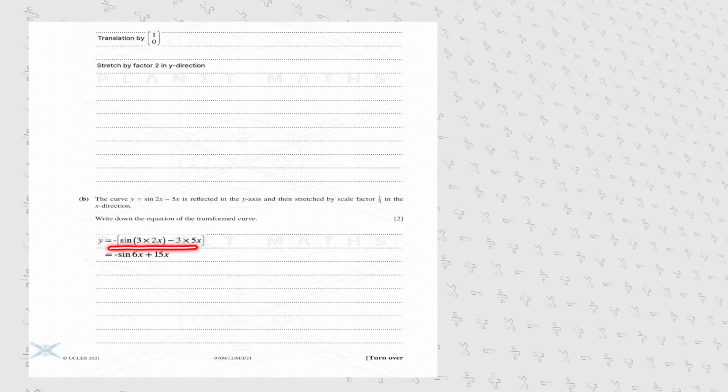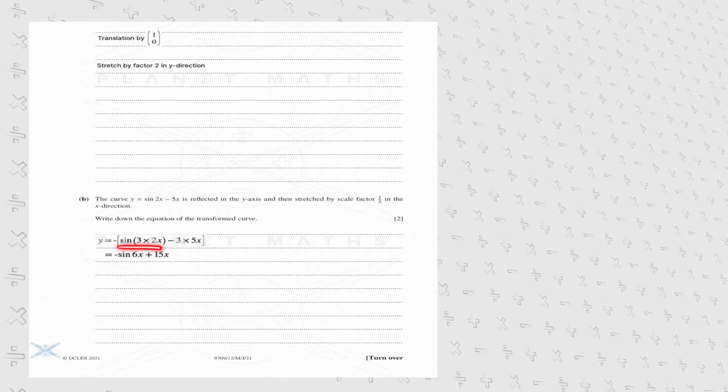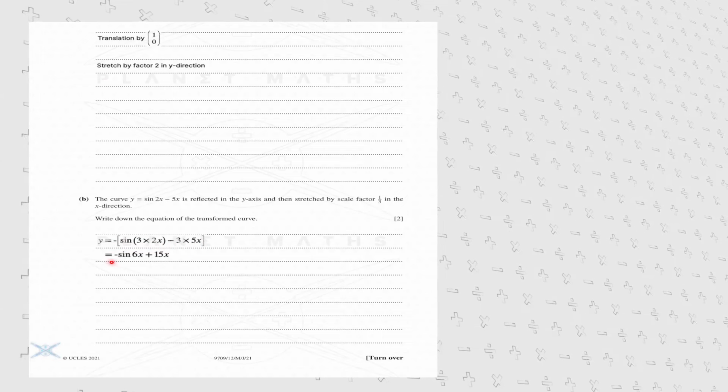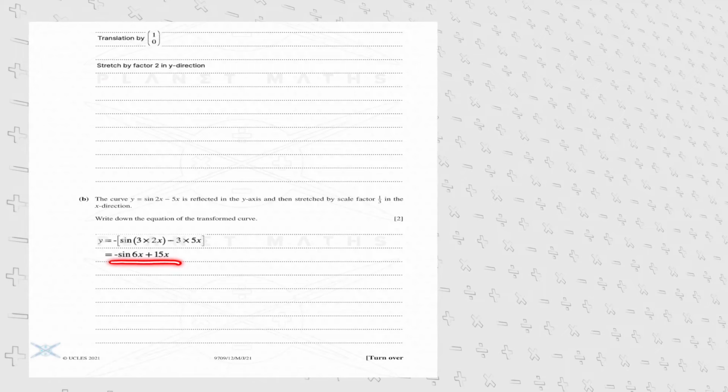After expanding our bracket, meaning multiplying each summand within it with -1, we can conclude that the equation of the transformed curve is represented by the expression negative sine x plus 15x.